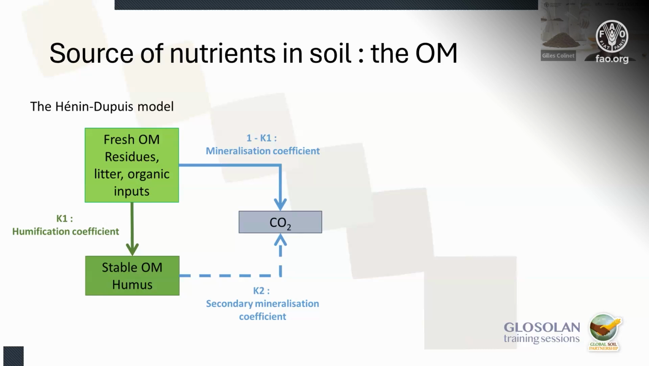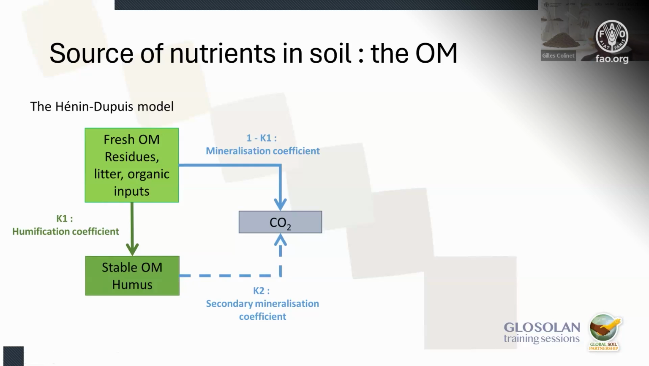One is the Hénin Dupuy model, which was developed in France. They say when you have a quantity of fresh organic matter, residues or litter or organic inputs, you put animal waste to the soils and so on, the organic matter will be eaten by the microbes to make their cells, and the residue of this mineralization is the CO2. And the other residue is what is called the stable organic matter in the soil, or the humus.